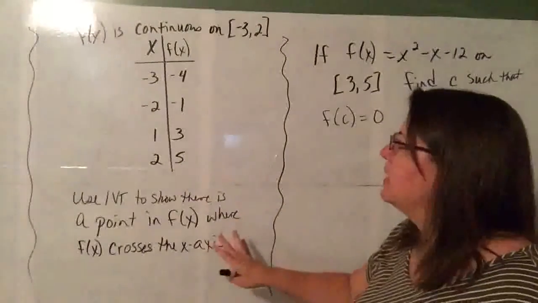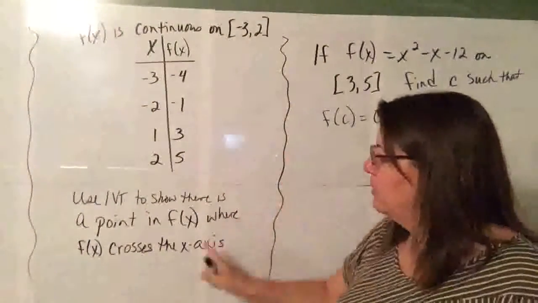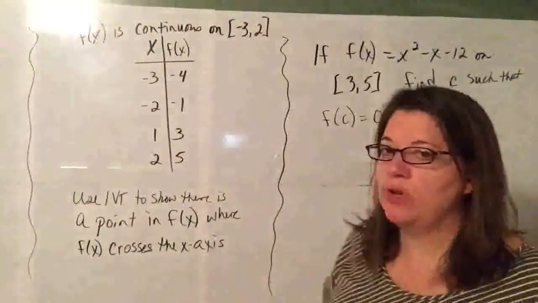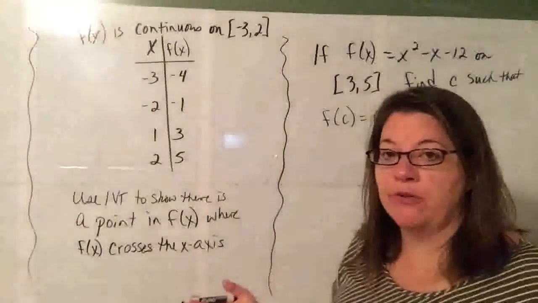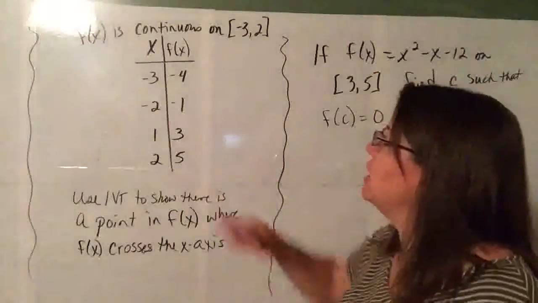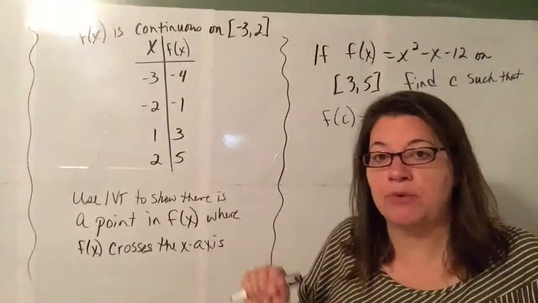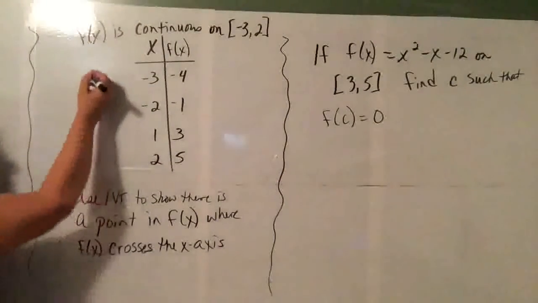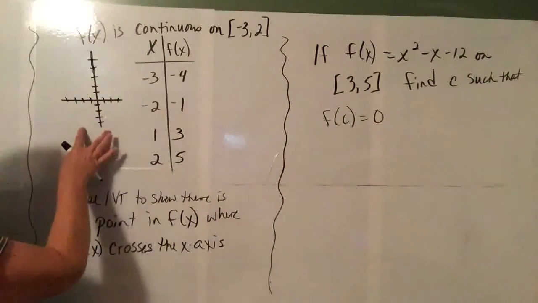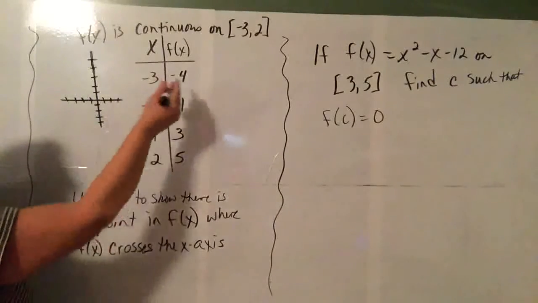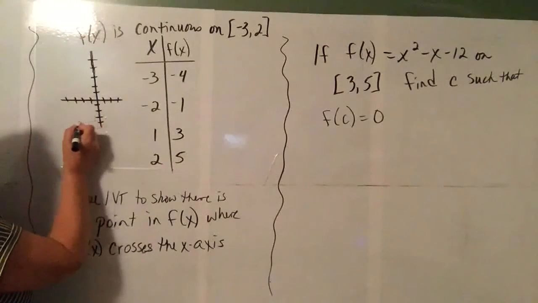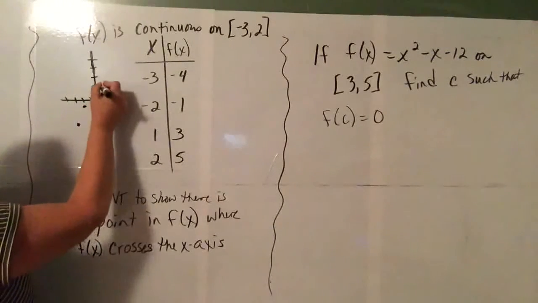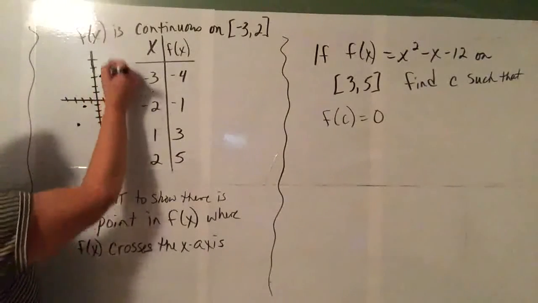Now, they want us to show within this interval, is there a place where it crosses the x-axis? Well, this is pretty simple. There are a couple ways you can do this. You could graph the ordered pairs and look at it. They're telling you that it's continuous for x values from -3 to 2. So if you graph those ordered pairs, I'm going to do a really simple graph right here. So here's a little coordinate system. I'm just going to graph those ordered pairs on this. So (-3, -4) would be about right there. (-2, -1), (1, 3), (2, 5).